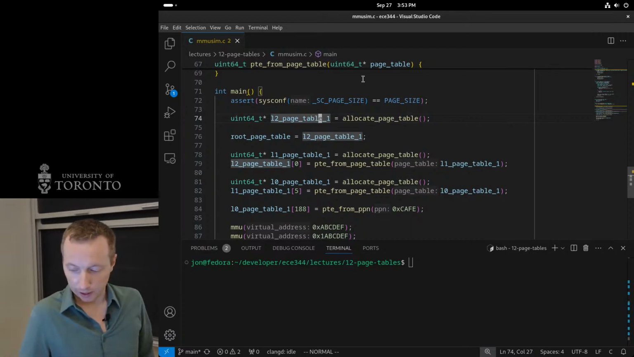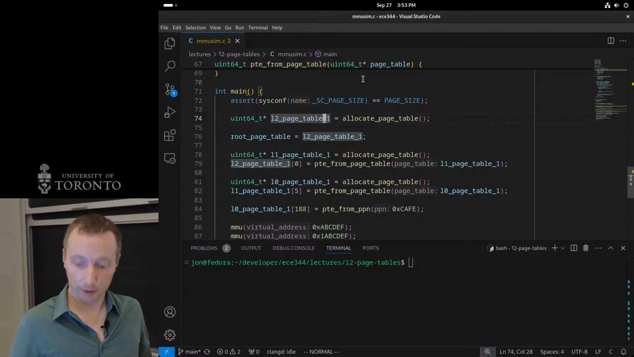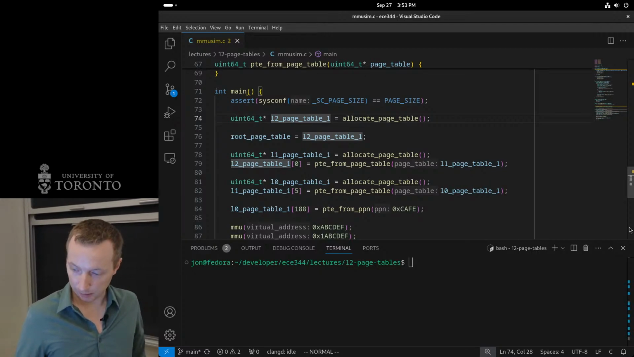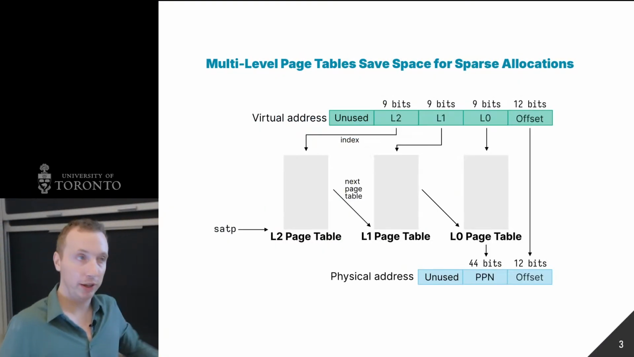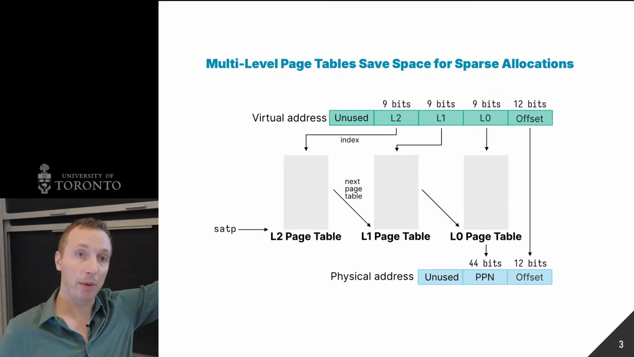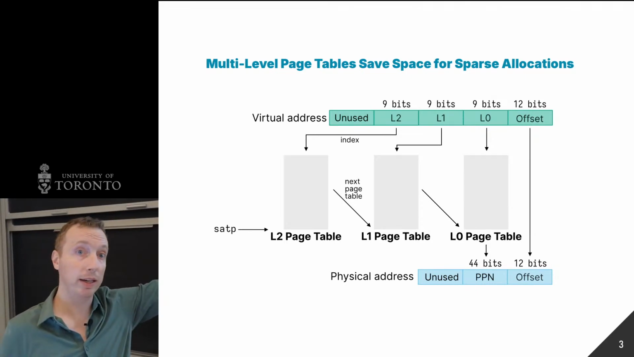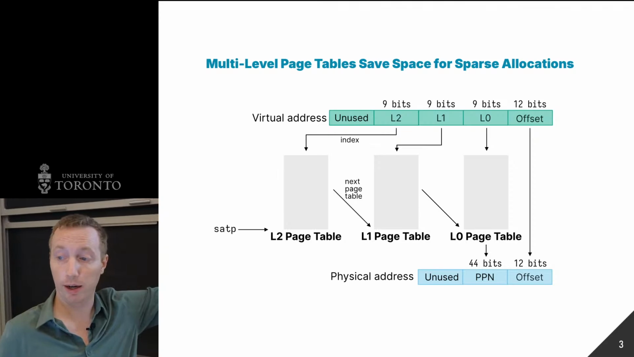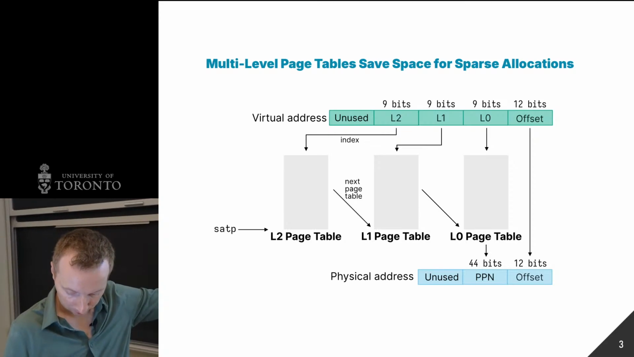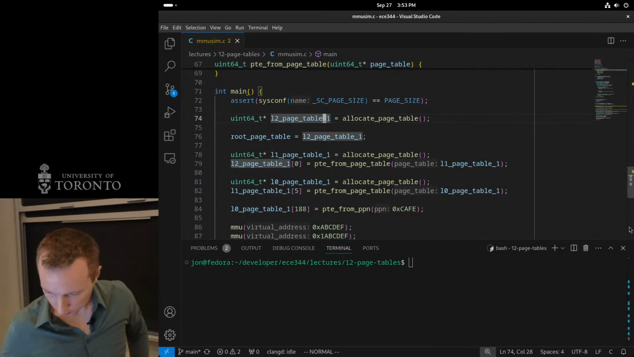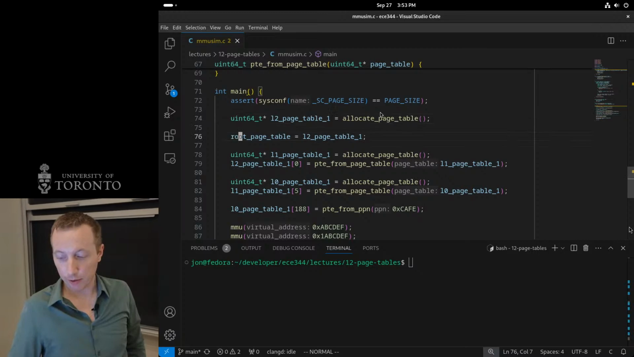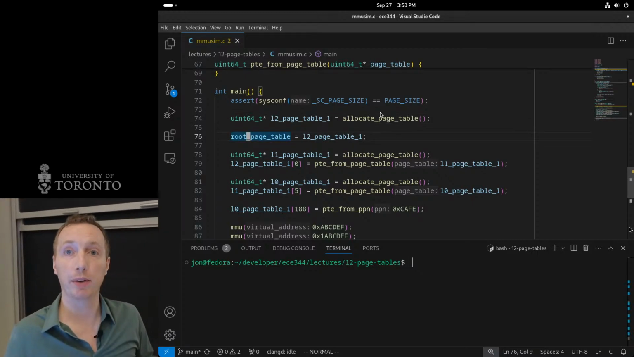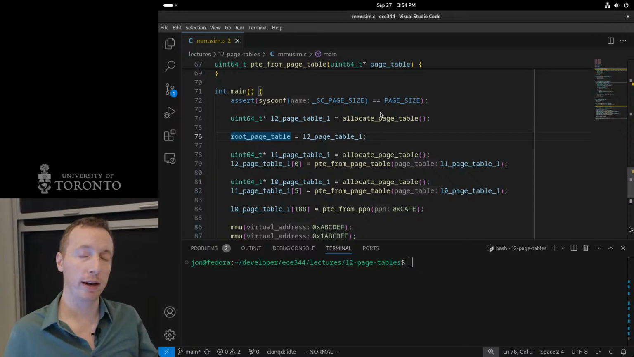So, in order to do a translation, this is going to be 3 levels of page tables. I'm going to translate a single address, so I need an L2 page table, an L1, and an L0. Here I'm going to allocate a page table. In order to translate an address, I need a root page table. In this case, if I have 3 levels of page tables, it would be an L2.